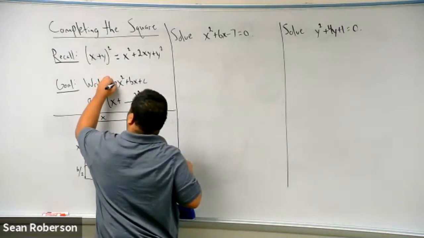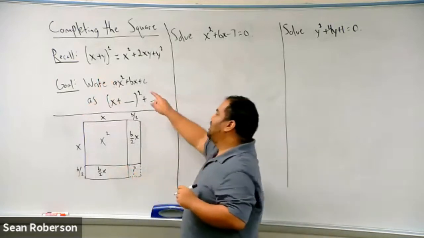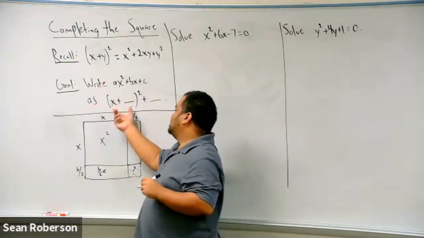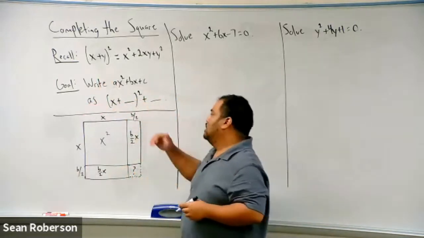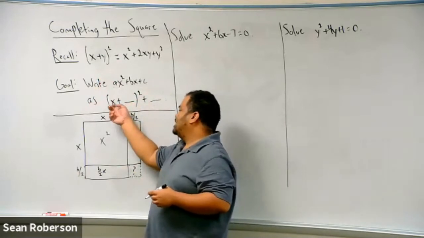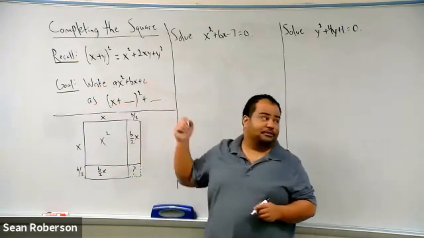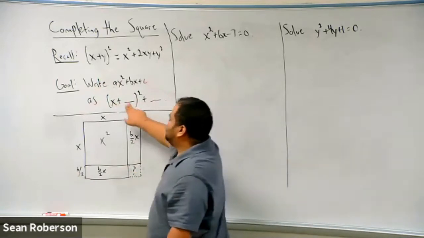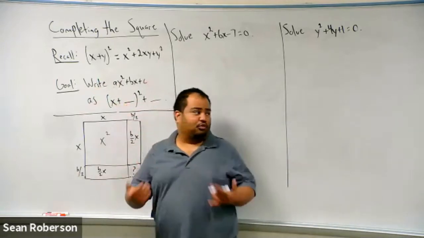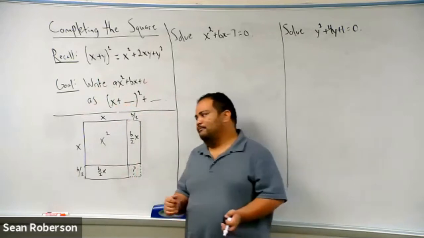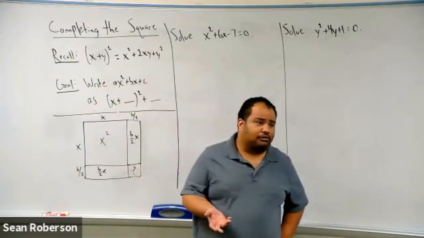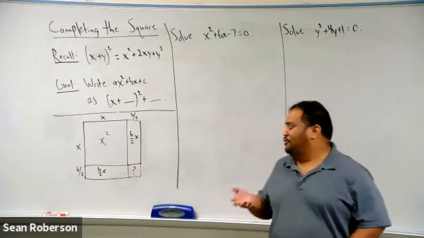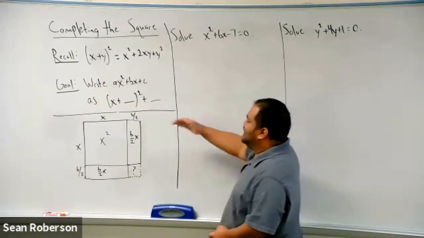So I want to write this quadratic ax squared plus bx plus c as something squared plus something. And in something squared, I have x plus something, and that's going to be squared. The idea is I want to be able to express this as a square so I can effectively use square roots to solve my quadratic equation. Now, this comes in two parts. The second part of completing the square is writing expressions in this form.